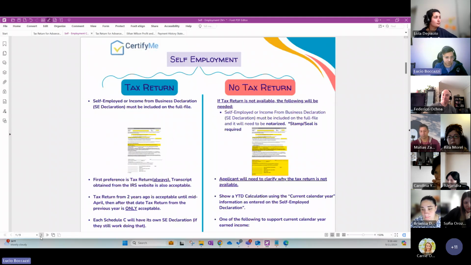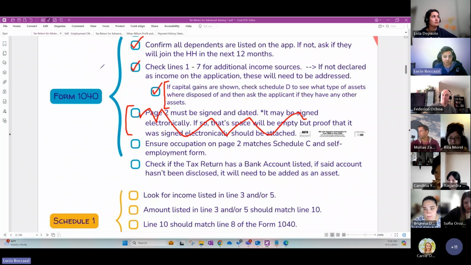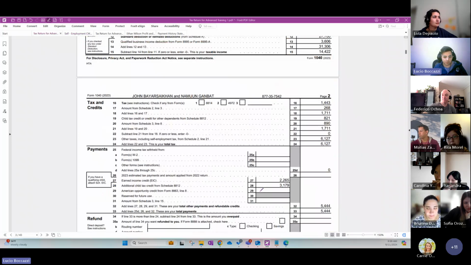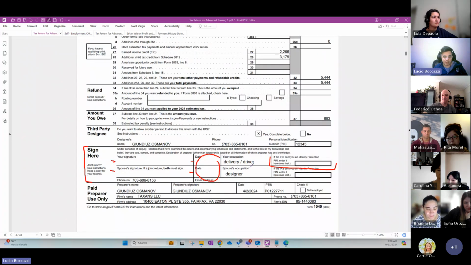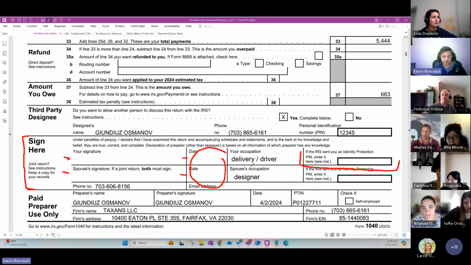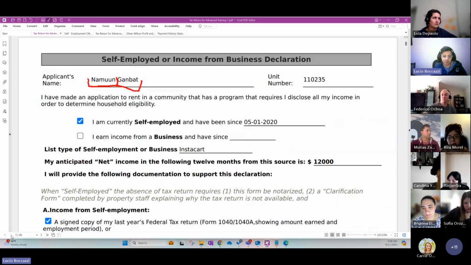Okay, so tracking back to everything that we've been talking about, we were talking about the occupation. So if we go down to page 2, we should have the occupation for each. Since we were talking about Namun, who was the spouse in the tax return, we see here that she is recorded as a designer. And then in the self-employment declaration, we see that it is actually Instacart.